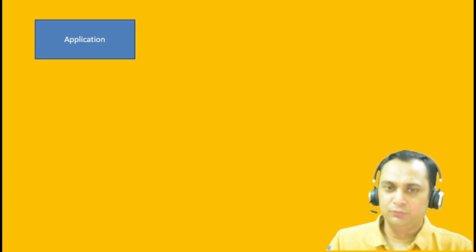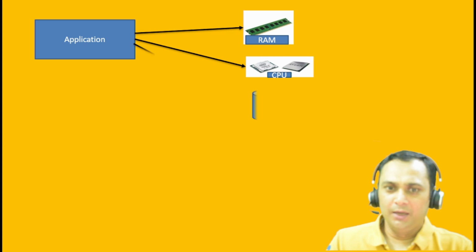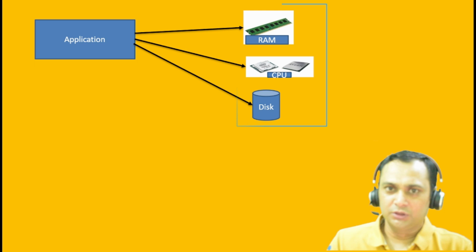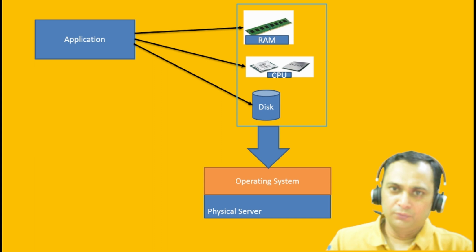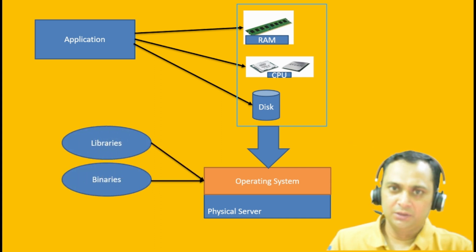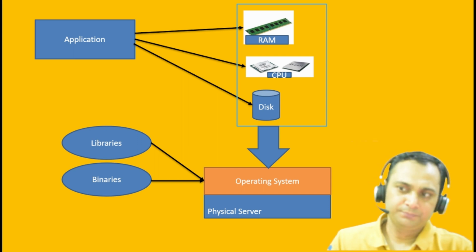Before starting this topic, it's time to do the recap of our image. To run an application, whether it's Nginx, Node.js, or any application, it requires RAM, CPU, and disk. The application demands all these resources from the operating system, whether this operating system is installed on a physical server or a VM. This operating system has library and binary files. Library files are used by the application and binary files are used by the CPU, just for your information.